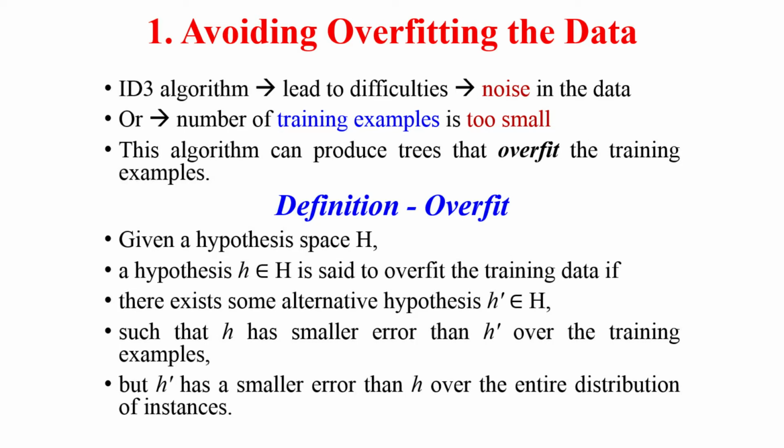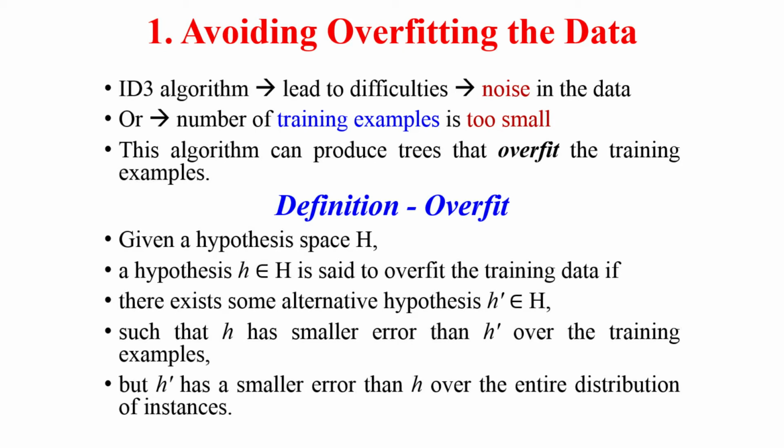A hypothesis overfits the training example if some other hypothesis that fits the training example less well actually performs better over the entire distribution of the instances, that is, including instances beyond the training set. Let us see the definition of overfit.